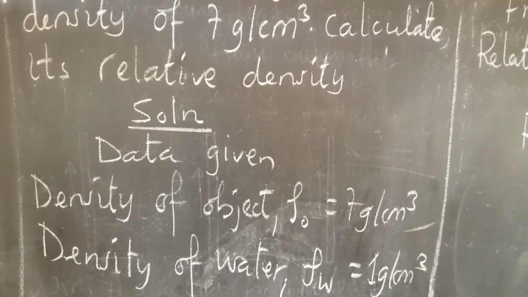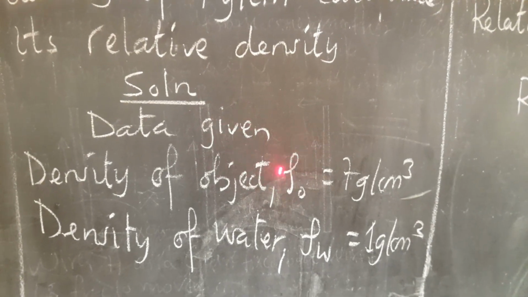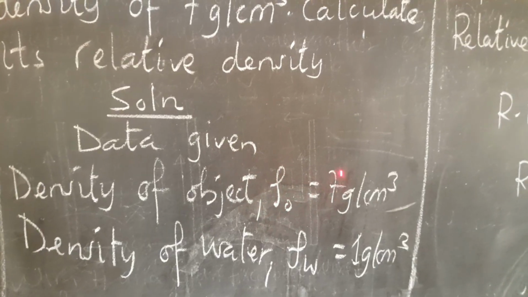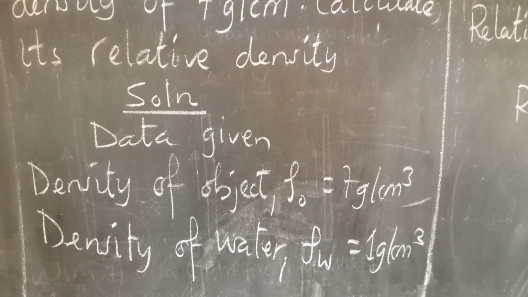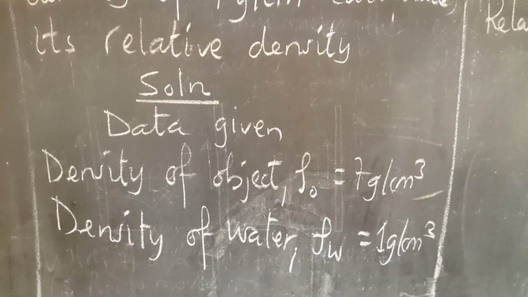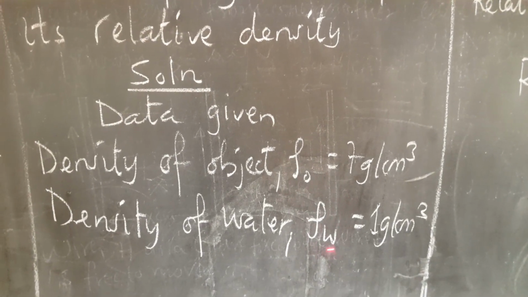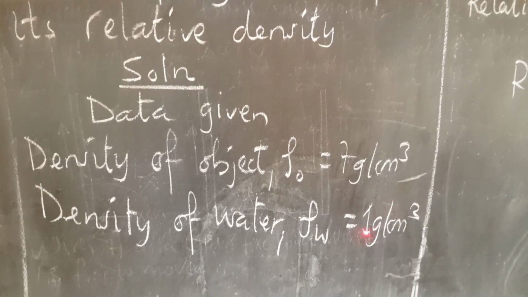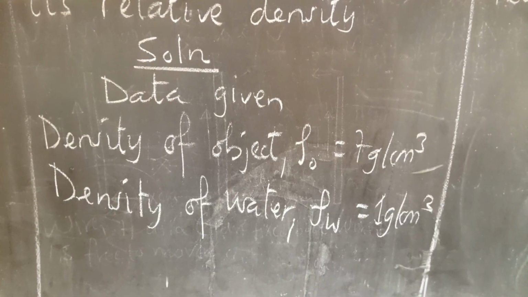In this question, we are given the density of a body, rho naught, which is 7 grams per centimeter cubed. Also, we are given the density of water, rho W, which is 1 gram per centimeter cubed.